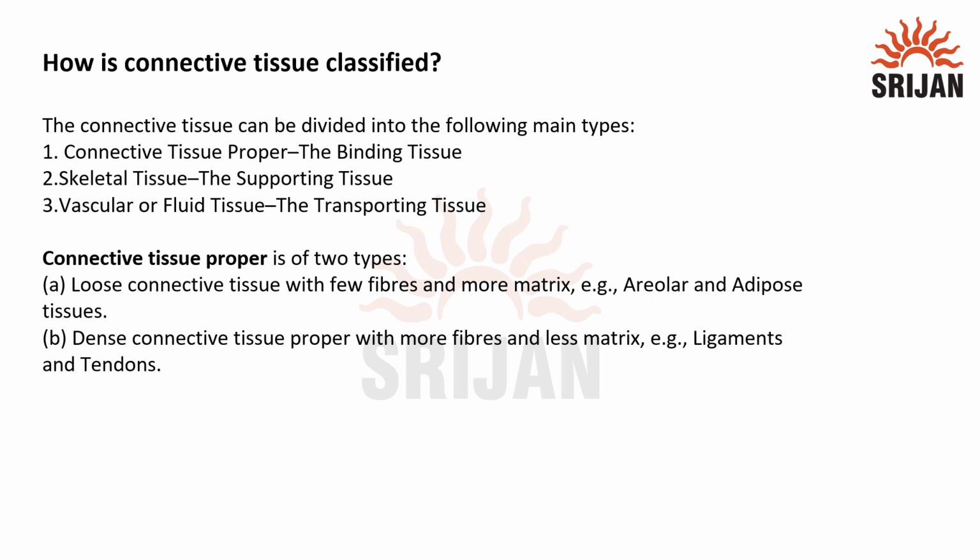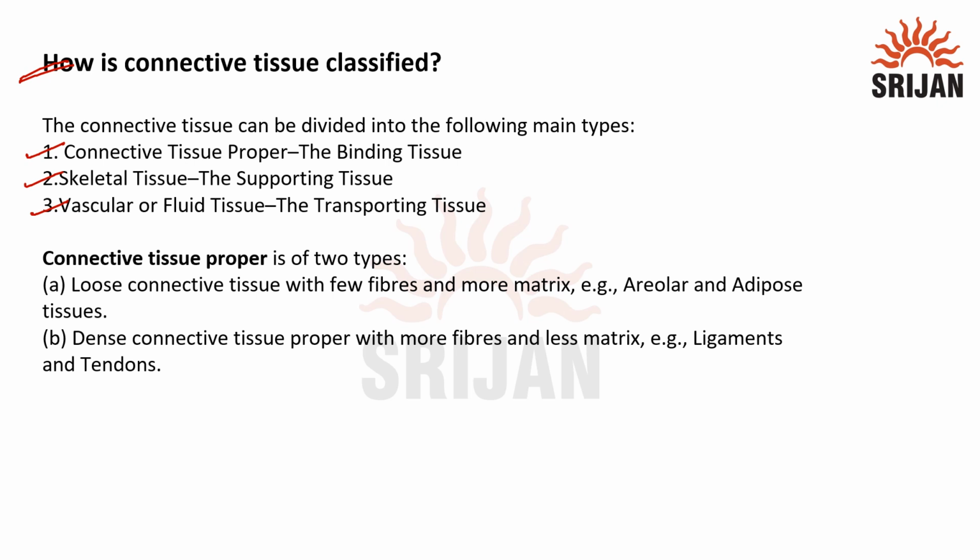The question is, how is connective tissue classified? So the connective tissue is divided into three main types. That is the connective tissue proper, which is the binding tissue. Next one is the skeletal tissue, which is the supporting tissue. And the third one is the vascular or fluid tissue, that is the transporting tissue.